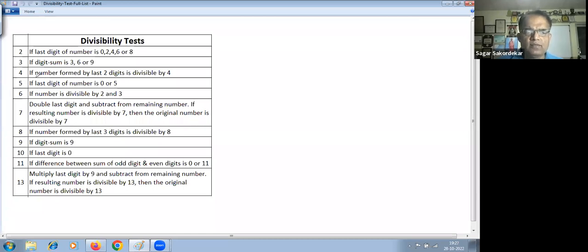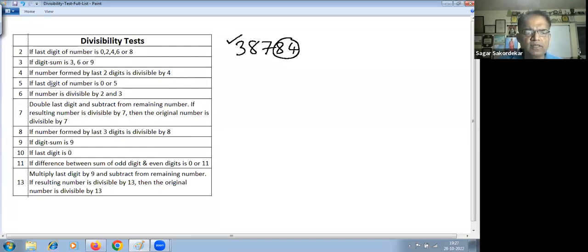For 4, it is like this. If the number formed by the last 2 digits, for any big number, say if you consider a big number like this. If you want to check whether this is divisible by 4, you just check this 84, whether it is divisible by 4. 84 is clearly divisible by 4, so the full number is divisible. That is what it says. If the number formed by the last 2 digits, any big number it may be, just check the last 2 digits. If the last 2 digits are divisible by 4, the entire number is divisible by 4. This is known to you.